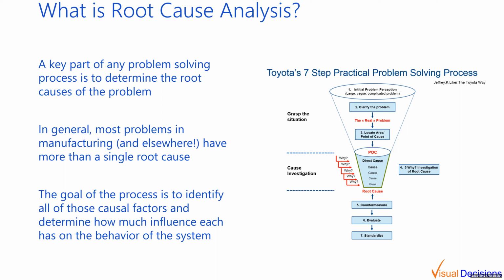So on the right side of the screen, what we see is a graphic from Jeffrey Liker's seminal book, The Toyota Way. And where we find root cause analysis in here is actually in the center section that he labels as cause investigation. And we can see it's asking why 5 times, which we'll get to in a minute.